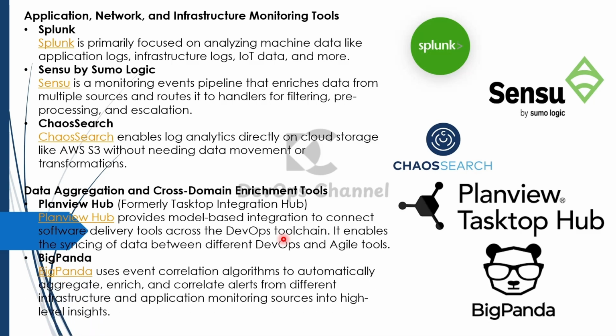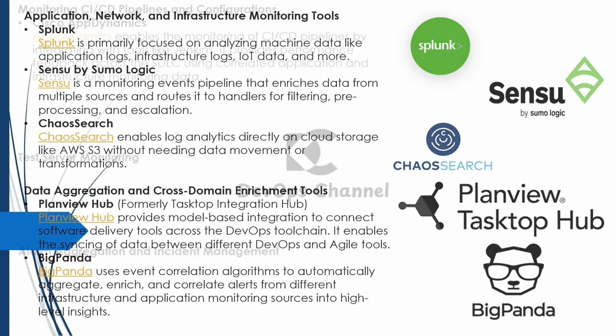Next one is BigPanda. You might have heard about it. It uses an event correlation algorithm to automatically aggregate, enrich, and correlate alerts from different infrastructure and application monitoring sources into high-level insights. So basically, they are for big data analytics. You can integrate with them, and you can get high-level insights for that data.